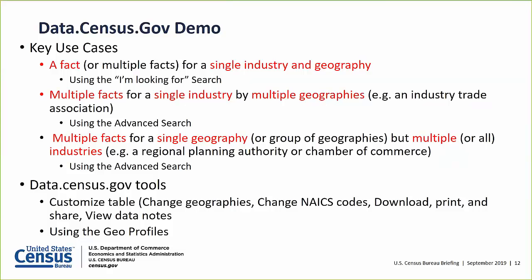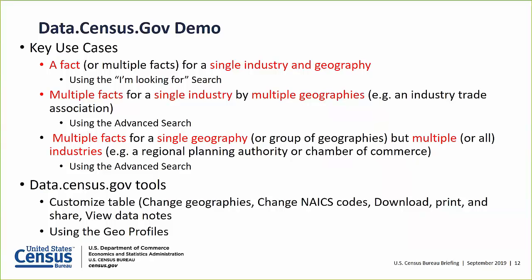The third and final use case I'm going to walk through today is the user who cares about data for a single geography, but multiple industries. This would be, for example, a person from a regional planning authority or a chamber of commerce. So for example, if I was the president of the Southern Maryland Chamber of Commerce, I would be interested in looking at all of the businesses that are in my 3-county area or my 1-county area, okay? They're not interested in just a single type of business, but all the businesses in there.